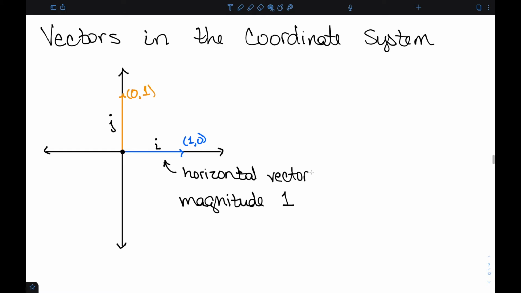This is a horizontal vector of magnitude 1, and we denote it by i. It starts at the origin and ends at the point (1, 0). The other one is a vertical vector of magnitude 1, and we denote it by j. So we have a horizontal vector and a vertical vector that we want to define. And this helps us define all of the vectors in our coordinate system.